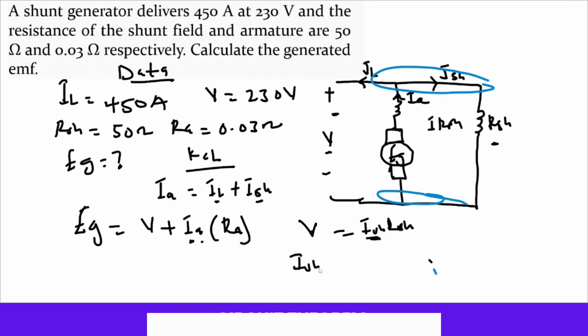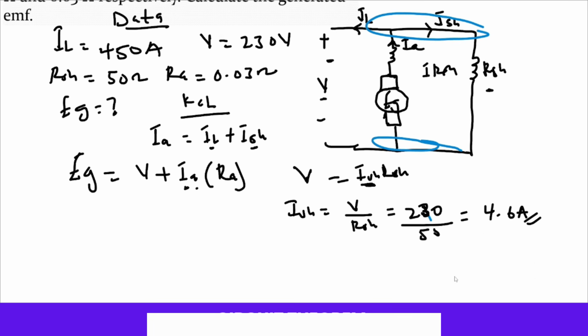From here we can make the shunt current the subject. We can say that I shunt is equal to V divided by R shunt. And what's the value of V? The value of V is 230, that's the terminal voltage, divided by R shunt. Here the R shunt is 50. So that will give us the corresponding value of 4.6 amps.